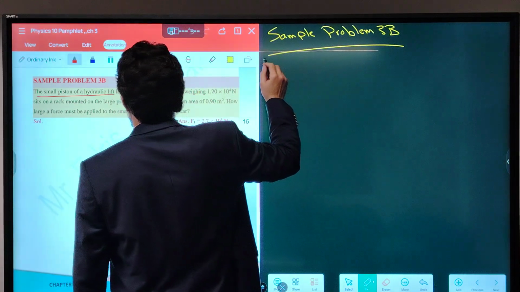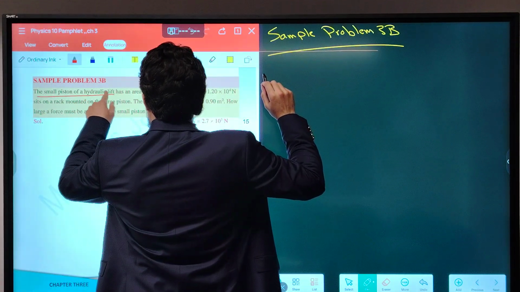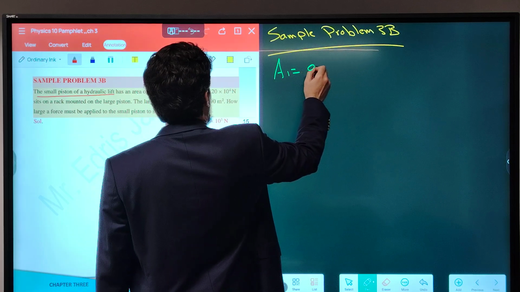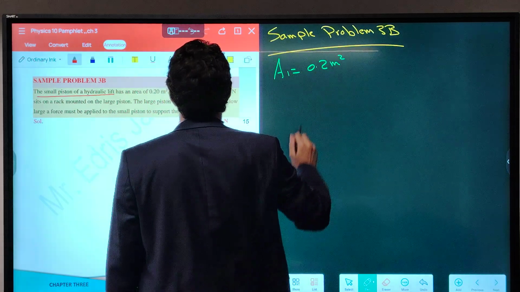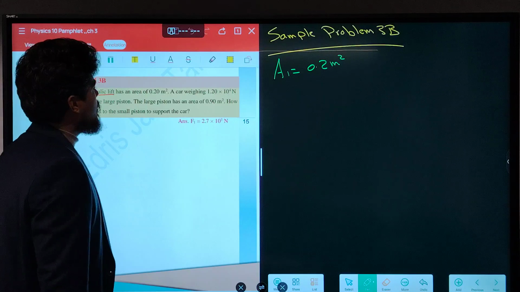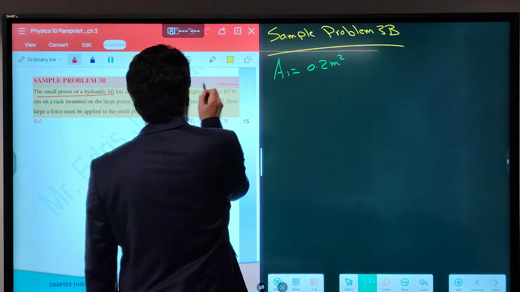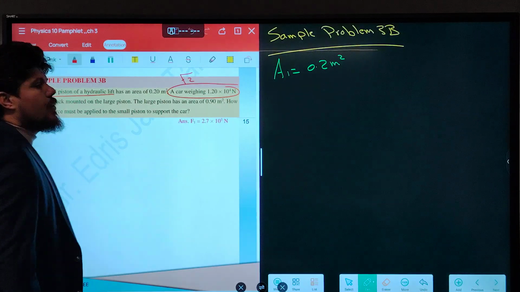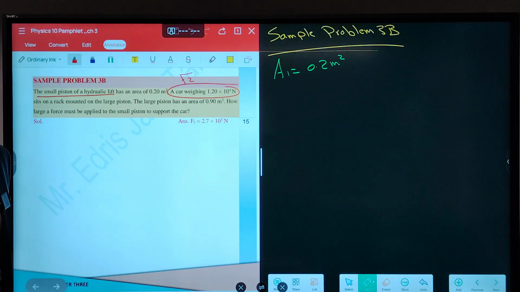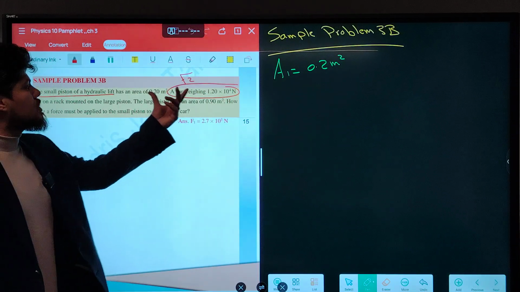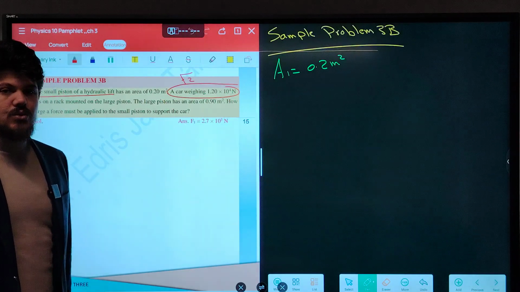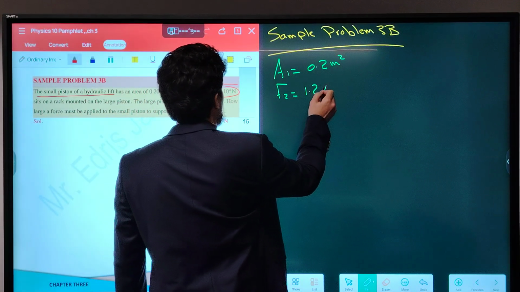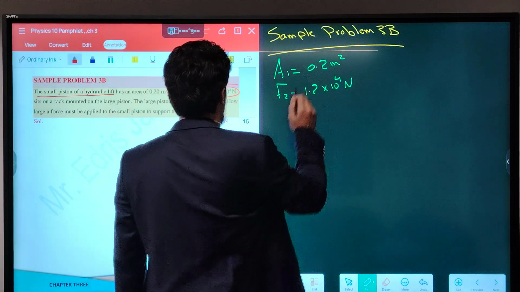Small area, a small piston of a hydraulic lift, means that A1 is 0.2 meters squared. Car weight, always, guys, be careful. When the weight of the car is given, it means that this force is F2, the force on the large piston. F2 is 1.2 times 10 power 4 Newton.